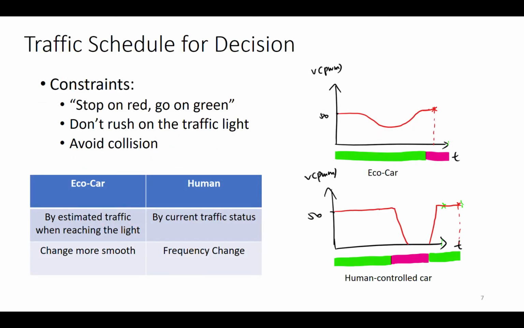There are several constraints for a realistic scenario. First, the car should always stop when facing a red light. Second, cars shouldn't speed up to go through a light. Finally, it should avoid collision.